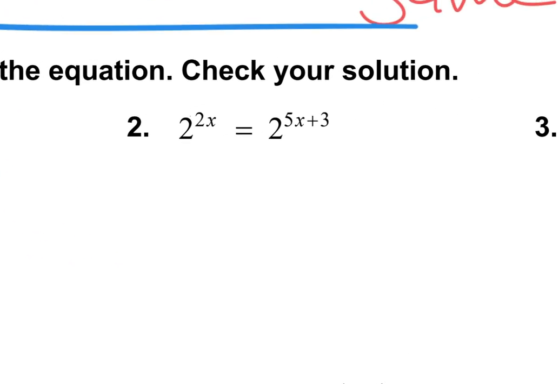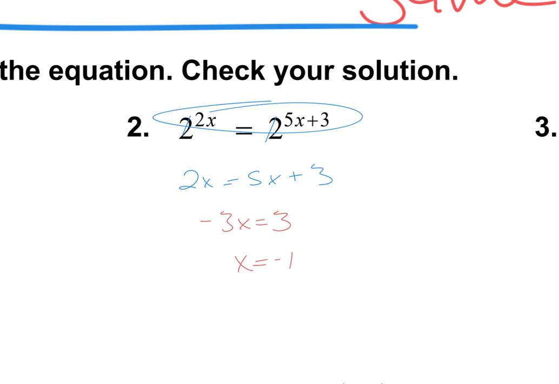Same bases, so ignore them. The exponents are equal to each other then. I mean, they would have to be if this thing's going to be equal. Subtract 5x to get -3x is 3. X equals -1.